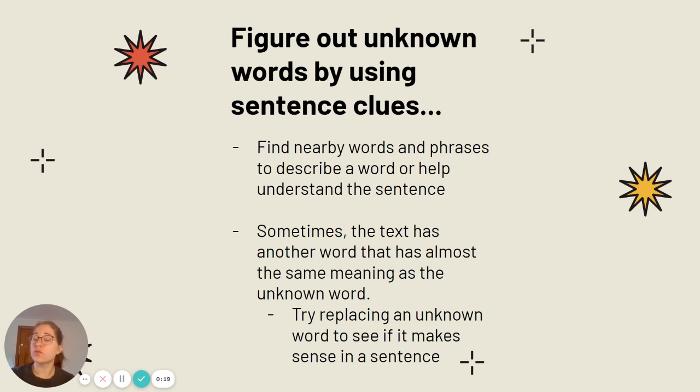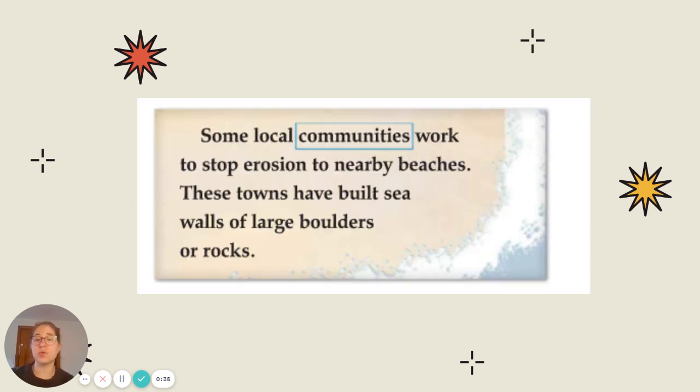We can find nearby words and phrases to describe a word or help us understand a sentence. Then sometimes when a text has another word with almost the same meaning as the word we don't know, we can try replacing them to see if they make sense. Let's look at an example.